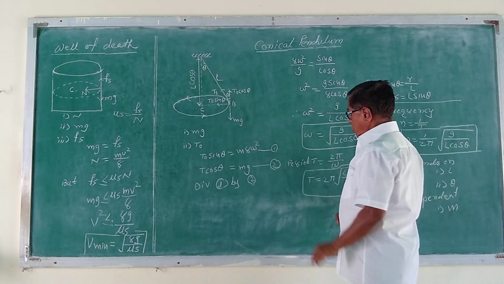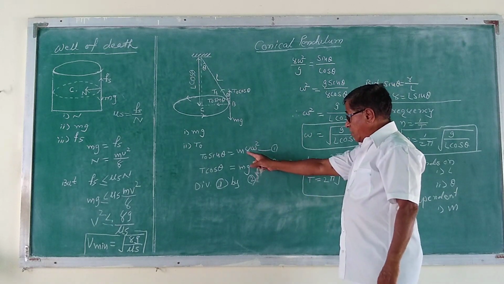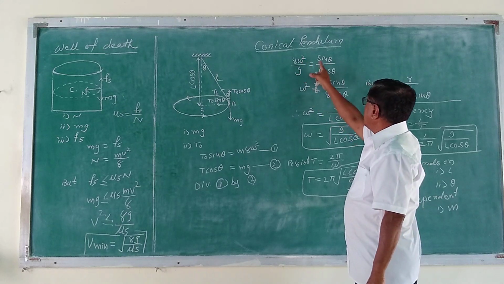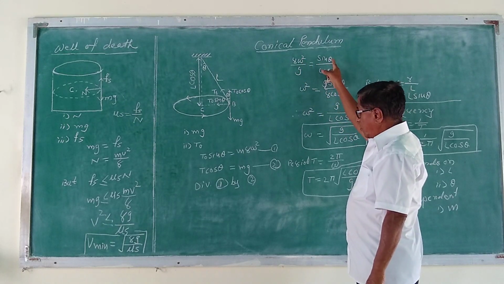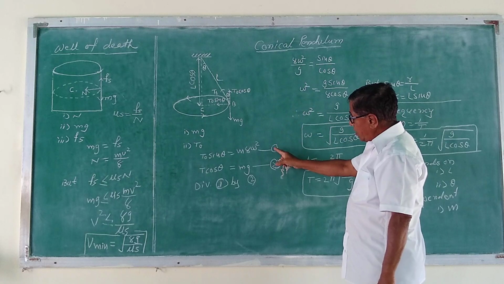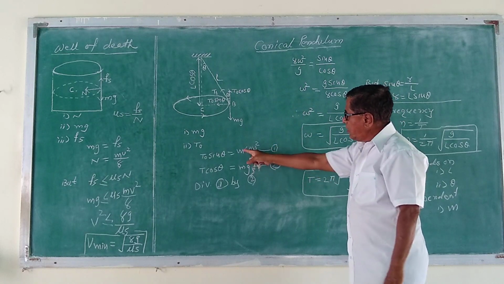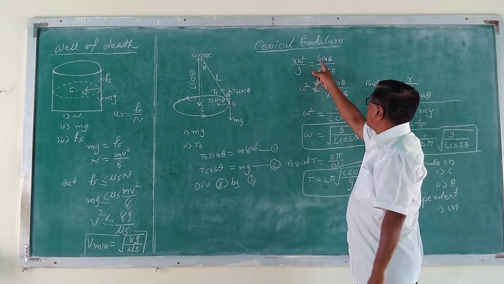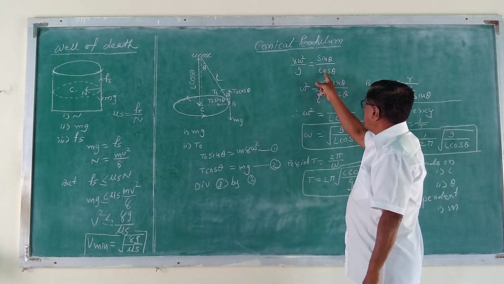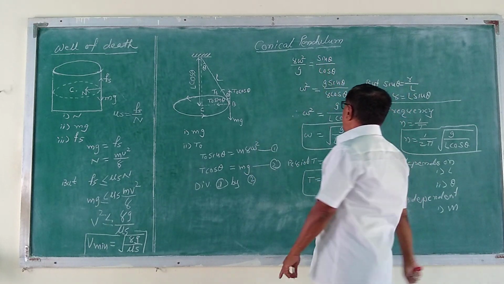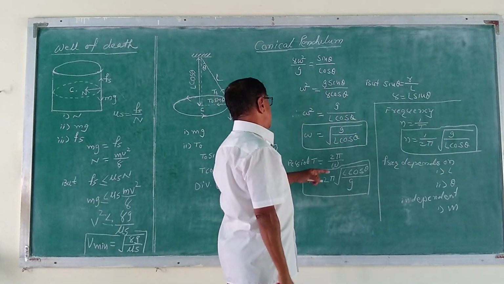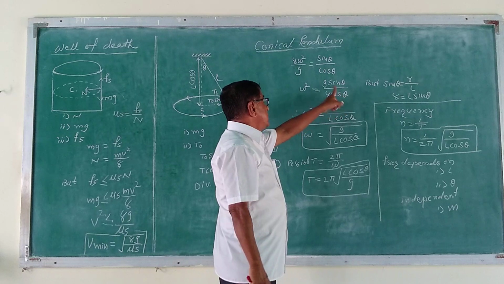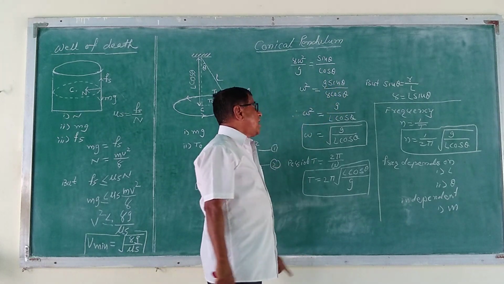Dividing 1 by 2, on this side, cancelling m r omega square upon g is equal to sin theta upon cos theta. Therefore, omega square is equal to g sin theta upon r cos theta.